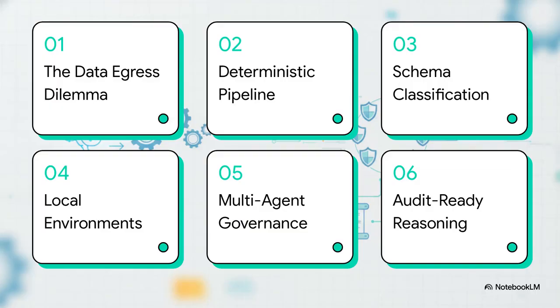Okay, so here's our roadmap for today. We'll kick off with the data egress dilemma, look at deterministic pipeline efficiency, and walk through a schema classification. After that, we'll cover setting up local environments, dive into multi-agent contract governance, and wrap up with audit-ready data reasoning.